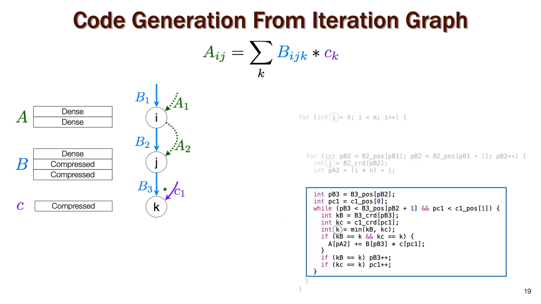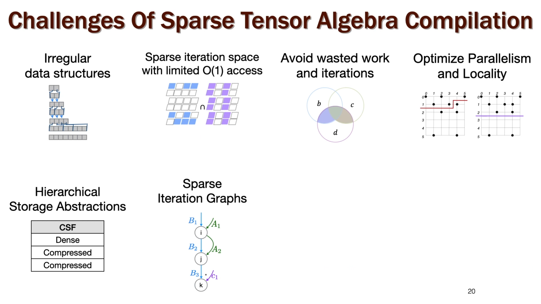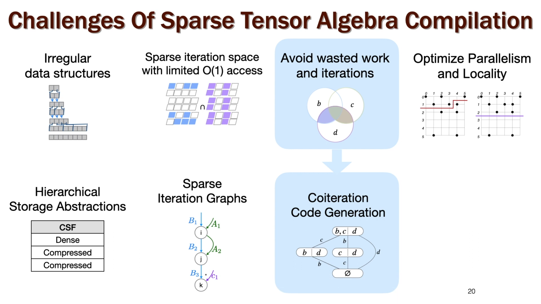So you might be wondering, how did I get this co-iteration code? So the next complexity is how to do that. Again, as I showed you before in the original example, if you are co-iterating over multiple things and you do it wrong, you can do a lot of extra unnecessary computation. So you need to figure out a way not to do that. And the way we did that is what we call co-iteration code generation.